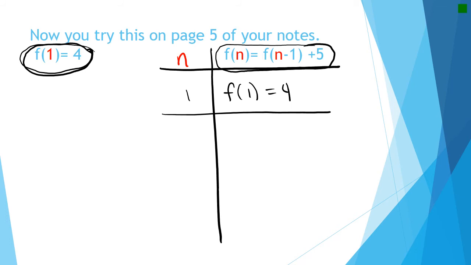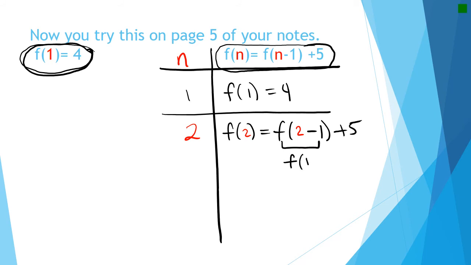Go ahead and find our second term now. I'm going to put in my second term. I'm going to write f of n equals f of n minus 1 plus 5. Go ahead and replace all those values. And notice that this becomes f of, and 2 minus 1 is 1. So this says the first term plus 5. Well, go back and take a look. Our first term was 4. So I'm going to change this f of 1 to 4 and make it 4 plus 5, which is 9.